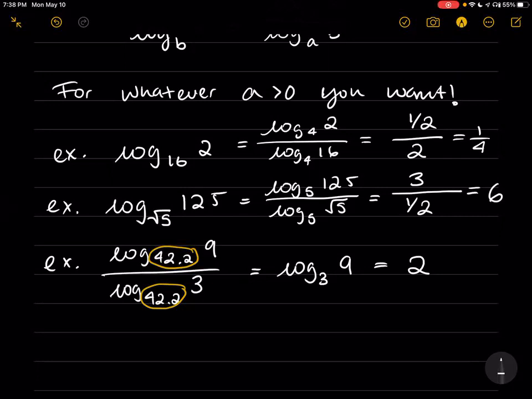All right, so there are some log laws for you and the change of base formula. These will be very useful when we move into the next section, which will be about solving logarithmic and exponential functions.